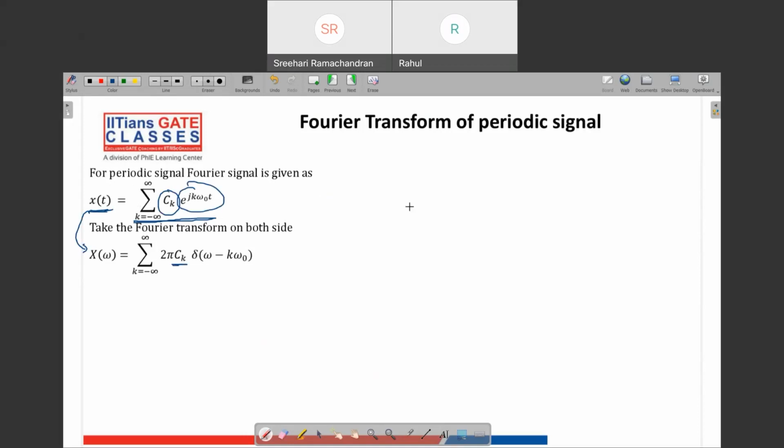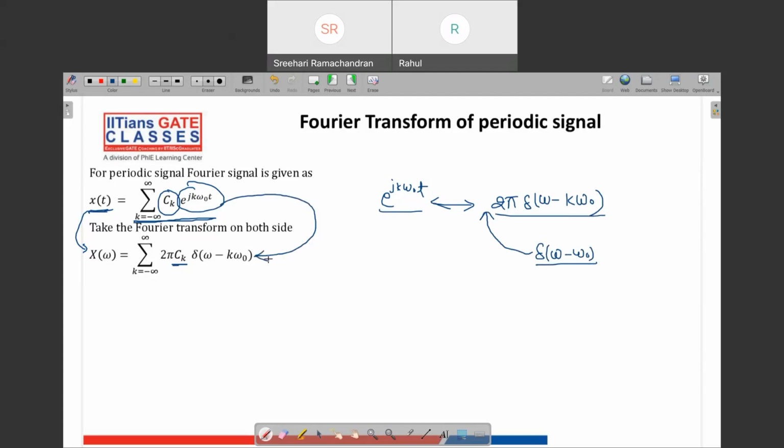Now for this term, which is e to the power j k omega naught t, the Fourier transform will be given as 2 pi delta of omega minus k omega naught. This one we just saw a few slides back. What will be the inverse Fourier transform of this one? You can think of it as similar to that one, so this will be the Fourier transform of this. When you put it here, you'll get this as the Fourier transform.